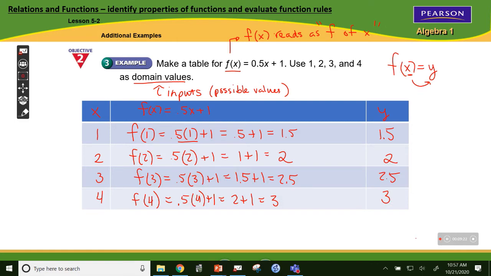So as you can see, I've filled in all of my table values. I have 1 comma 1.5, I have 2 comma 2, 3 comma 2.5, and 4 comma 3. The other thing I would encourage you to do is, when you're doing this process, look for patterns. I notice that these outputs, these y values, these range values, are going up by 0.5 each time.